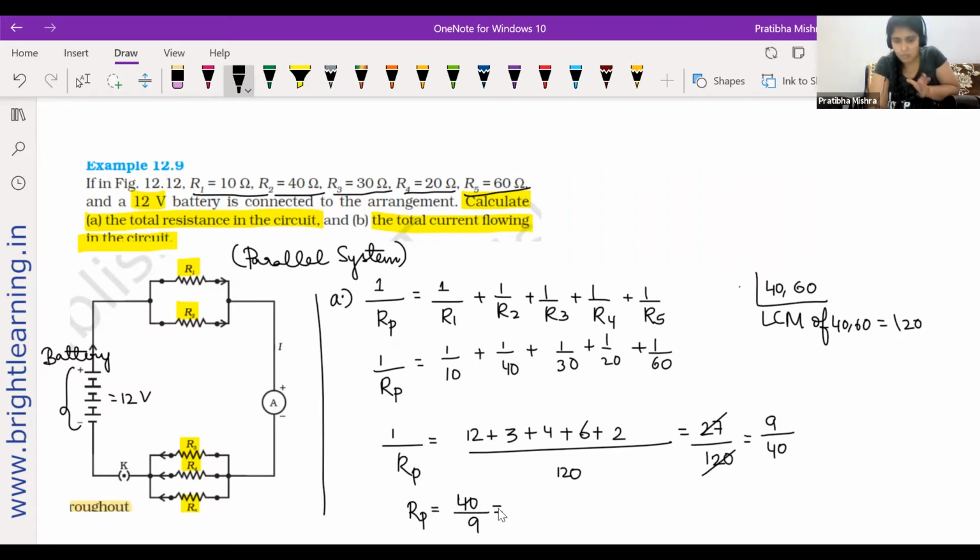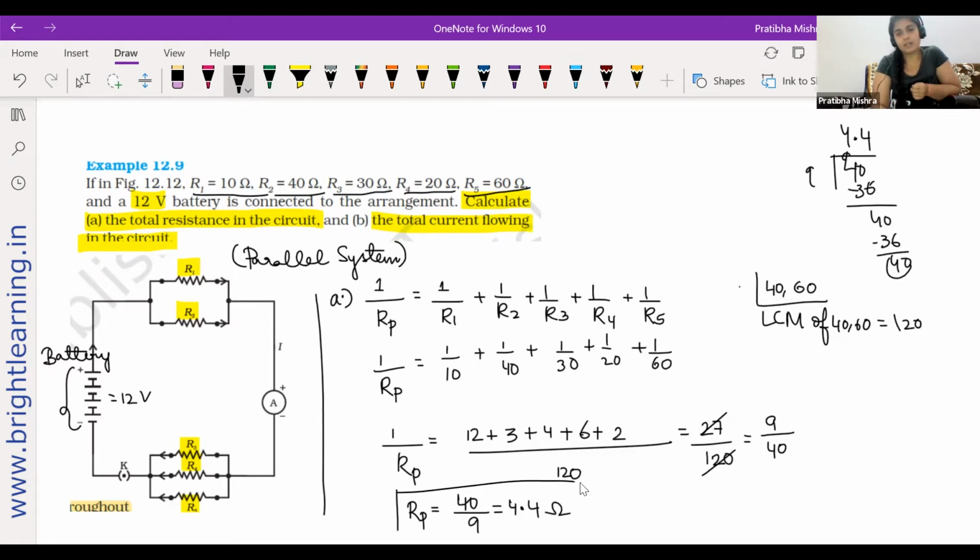Okay, now do this. This will be how much? 9 4s are 36. Okay, let's do this. 40 by 9. 9 4s are 36. Again, you are getting 40. So 4.4. Okay, 4.4 ohms, up to 1 decimal. 9 4s are 36, 4, and then again 36, 4. So it keeps going on. That's all. So this is your resistance in parallel. This is your final answer.